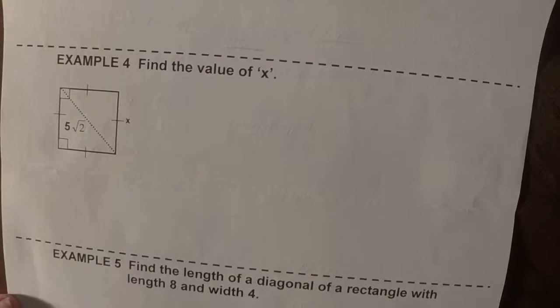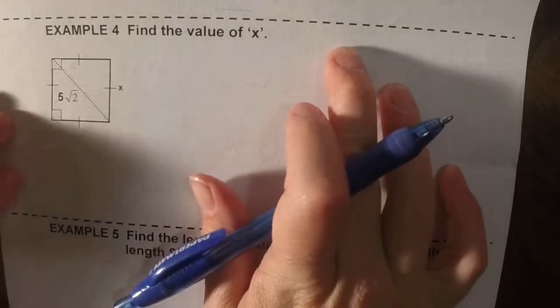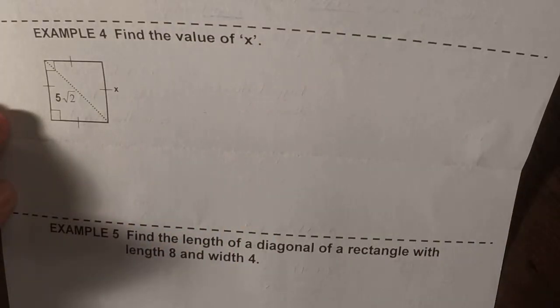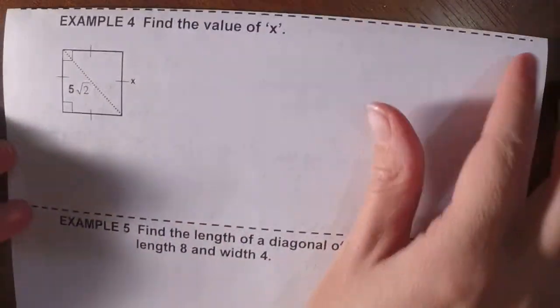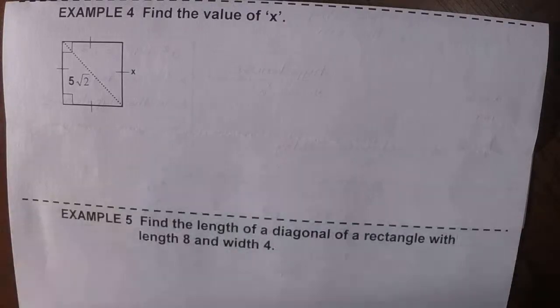Number 4, they're going to try to trick you up a little bit. So on number 4, fold this again, I get tired of fighting with it. They give me this picture.